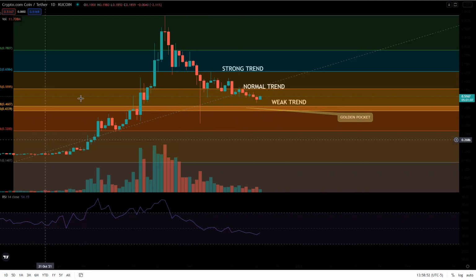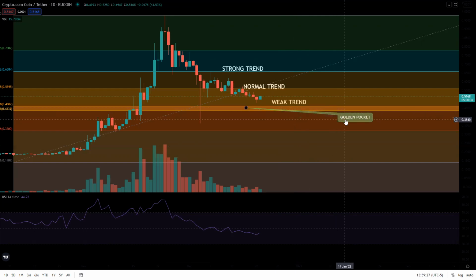So we went on this insane mega giga bull rally, right? And we fell down. We broke the strong trend line, we broke the normal trend line, and we're approaching the weak one. So all that means is that if we do find support here at 0.4607 on CRO, then don't expect it to go on a mega bull rally as soon as it bounces here.